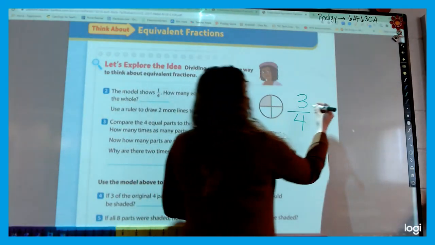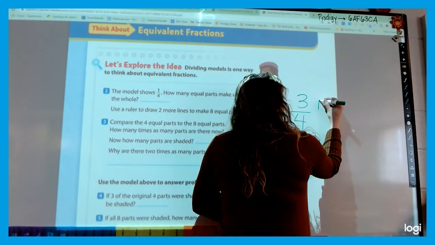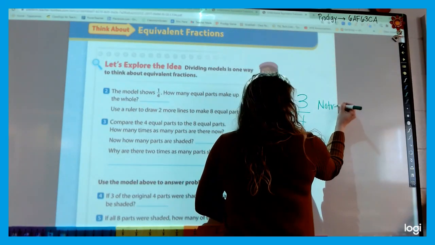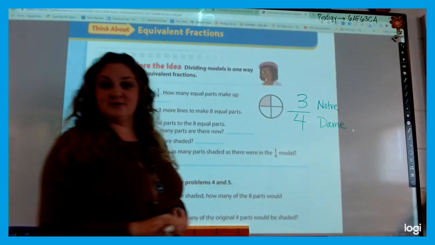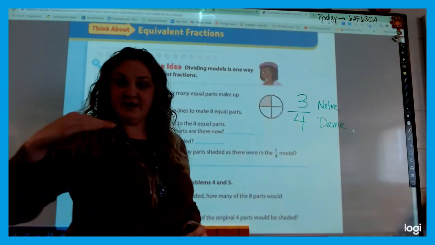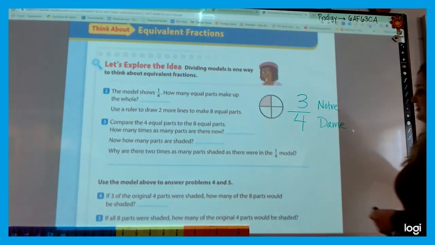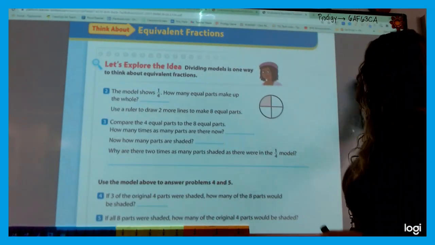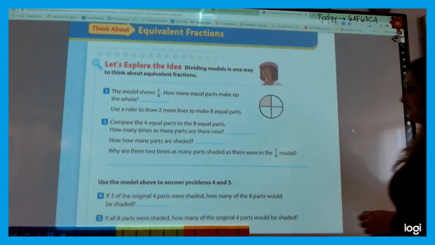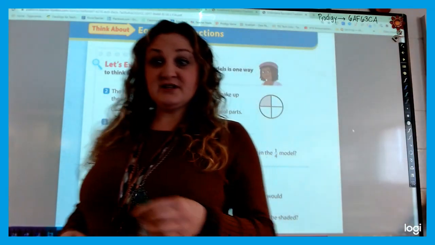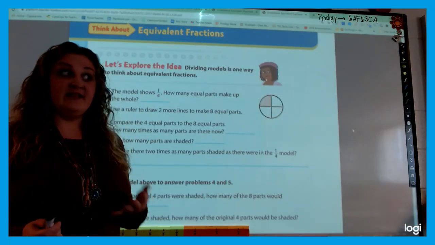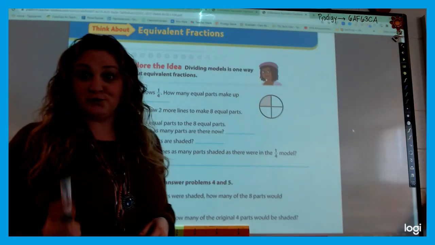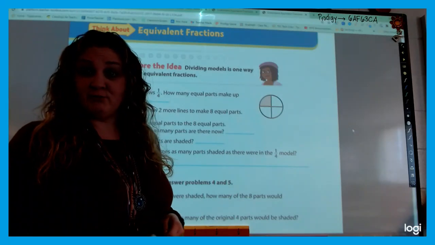So if you didn't forget, or if you did forget, I think of Notre Dame. Okay, the college. That has to go in order, Notre Dame. All right, so that's numerator and denominator. We can't forget that. So yesterday, what we focused on a lot was figuring out how to make equivalent fractions with pictures. And then at the end of the lesson, I did show you a really cool trick. So we're going to work on both of those more today.